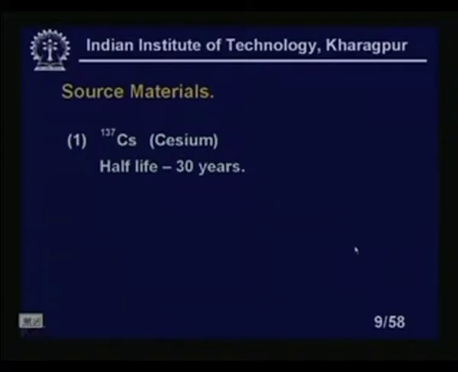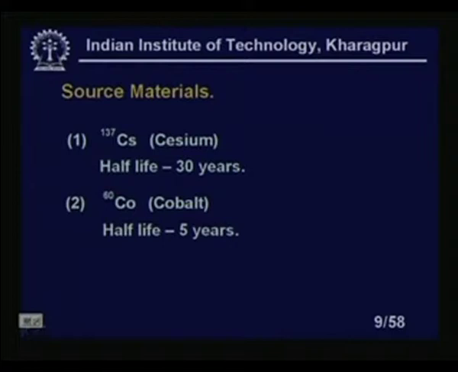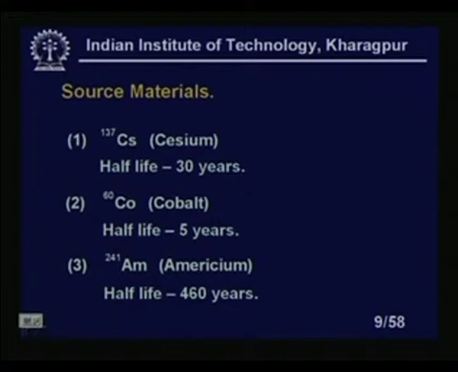Now, source materials: what are the different sources of alpha, beta, gamma rays and neutrons? Let us look at that. We have cesium 137, its half life is 30 years. All of you are aware that radioactive sources have a very high half life, so it will continuously emit all these rays, some of which are harmful to the human body. Cobalt 60, half life is 5 years. Then we have americium 241, whose half life is 460 years, extremely high, you can see.